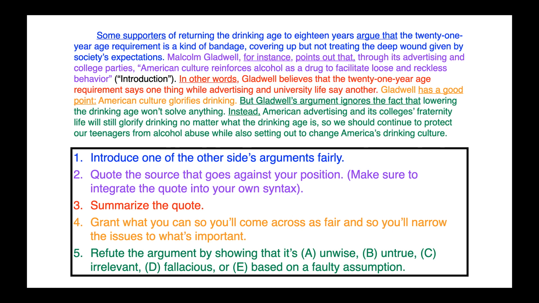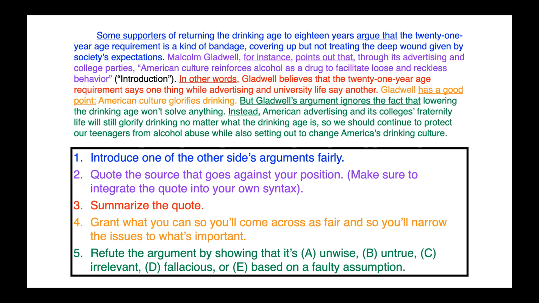And finally, number 5, the green language. This is the most vital part of it. This is the reason you're doing this. This is the refuting of the refutation. And to do this, I'm going to show that the argument is one of 5 things. It's either unwise, untrue, irrelevant, fallacious, or based on a faulty assumption.